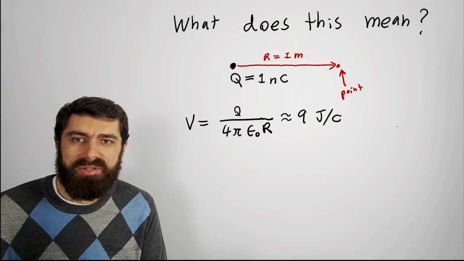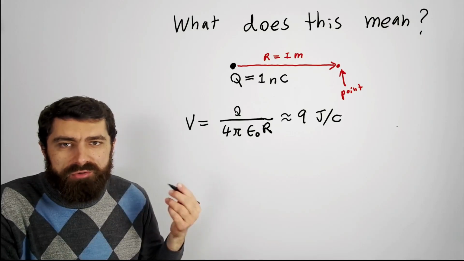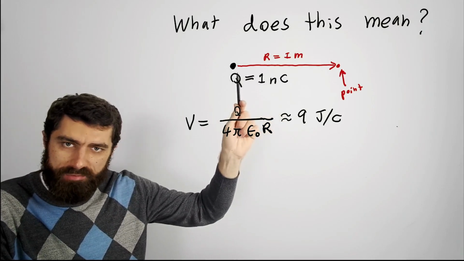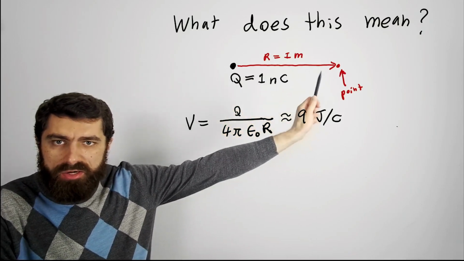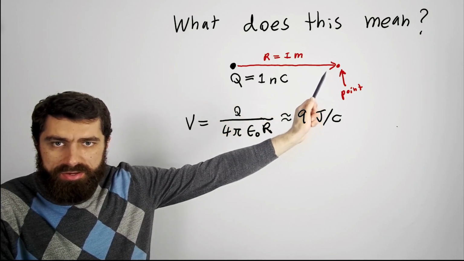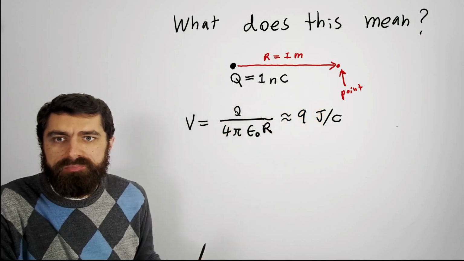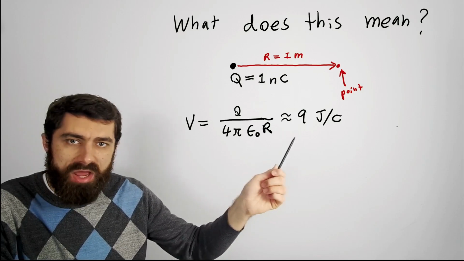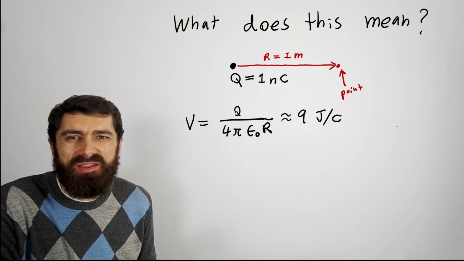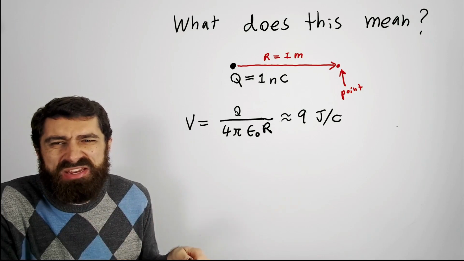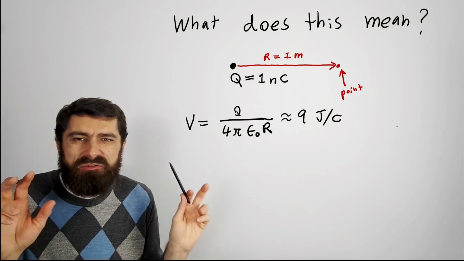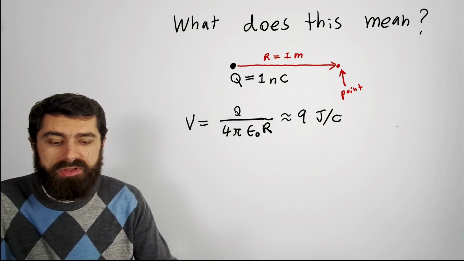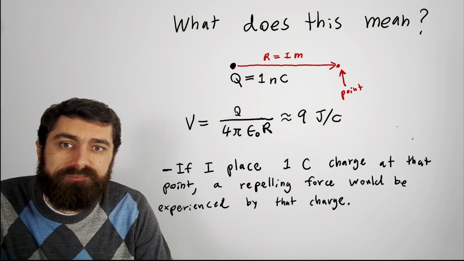So here's our example. Suppose we have a 1 nanocoulomb charge here, and 1 meter away, I want to know what the voltage is at that point. Then I can just plug and chug with this formula, and it comes out to about 9 joules per coulomb. So the question is, what does it really mean for there to be a voltage of 9 joules per coulomb at a point? I'm going to walk you through what that means.